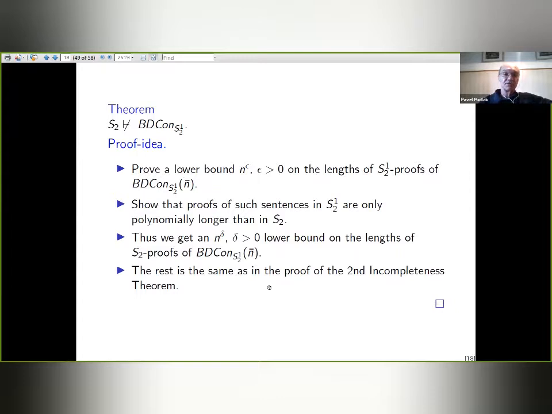So if S_2 would prove the bounded consistency of S^1_2, that is, if it proved the universal statement, then all these instances would have short proofs, logarithmic size proofs, which they do not have.